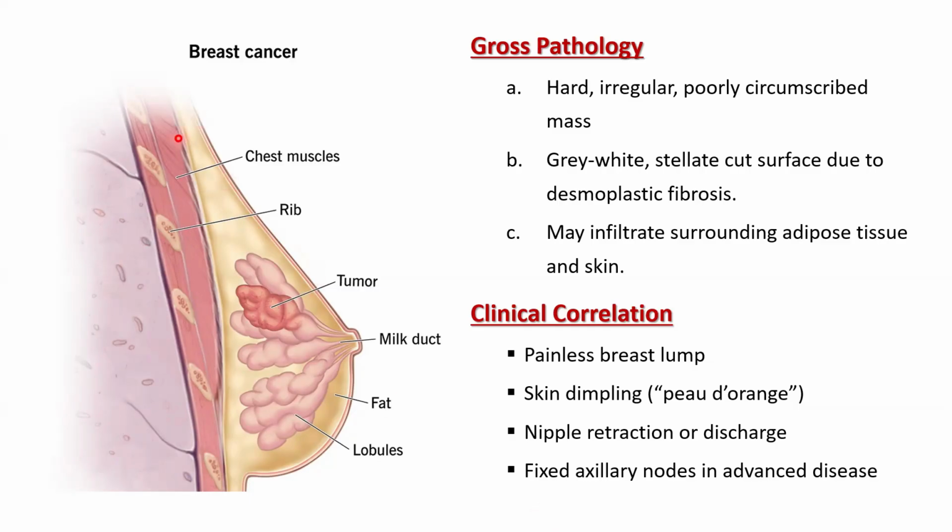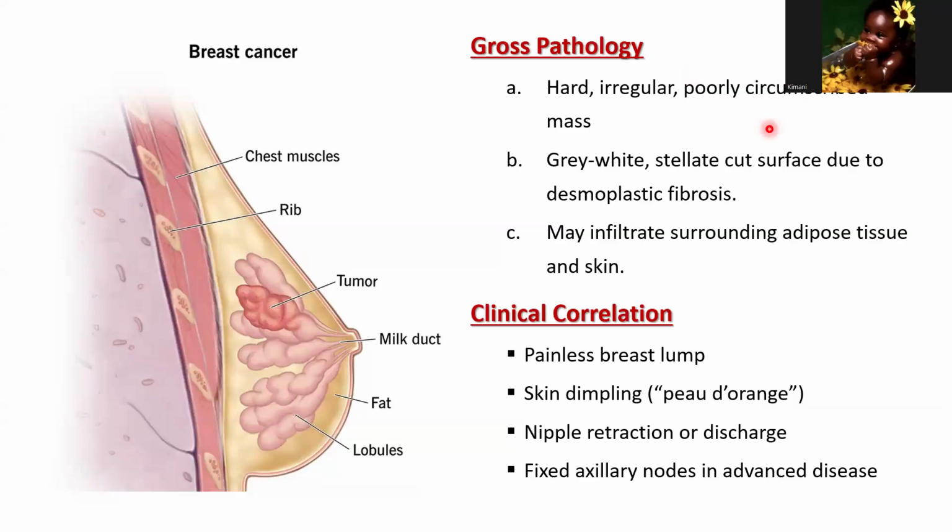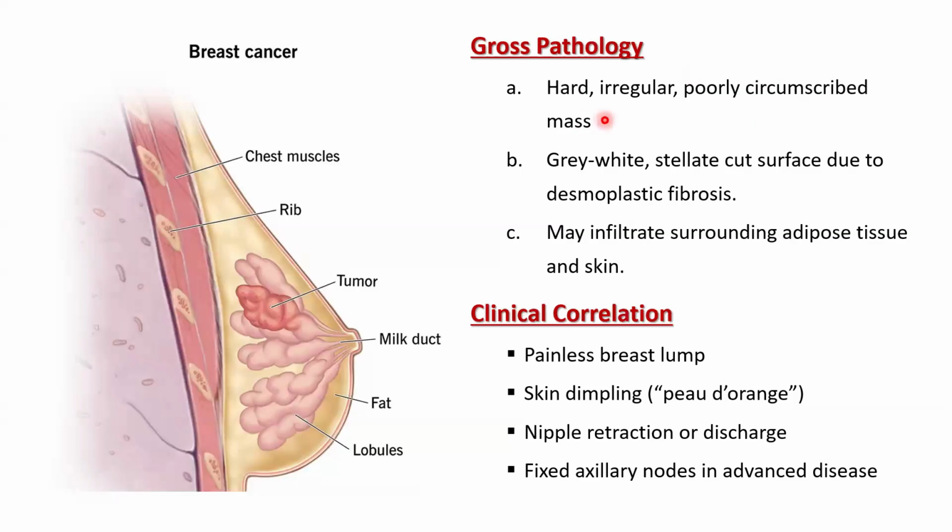Breast cancer. So you can appreciate this breast. These are actually the lungs. Here, it's actually the chest muscles. You can see the ribs. Then there's a breast. So you can appreciate this tumor here. So what will you appreciate for a person with breast cancer? One is a hard, irregular, poorly circumscribed mass. So hard, irregular, poorly circumscribed masses.